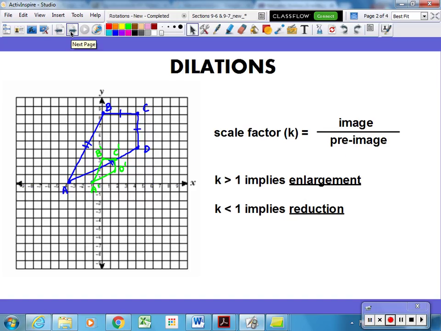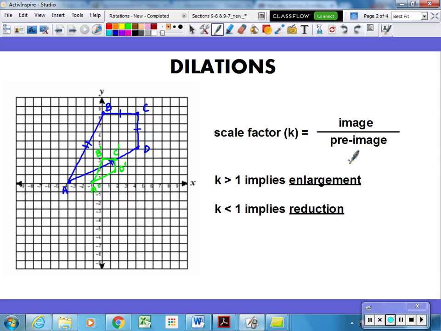First of all, it's the reduction or enlargement of an original object. It has a scale factor, as you can see right here, known as K. When you compare the image to the pre-image, so the final product compared to the original size, that gives you your scale factor. Any value above 1, meaning the image ends up larger than the original pre-image, implies an enlargement. Any value less than 1 indicates that the new image is smaller than the pre-image, so K less than 1 implies a reduction.